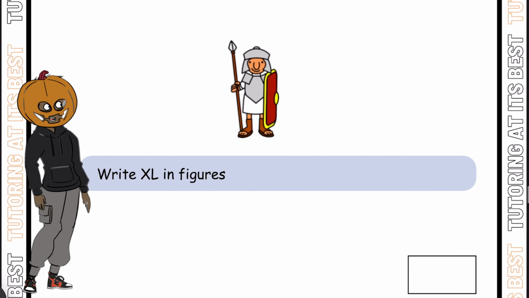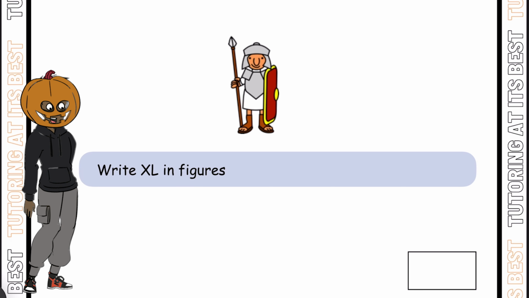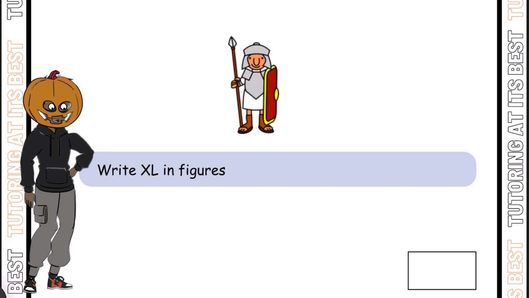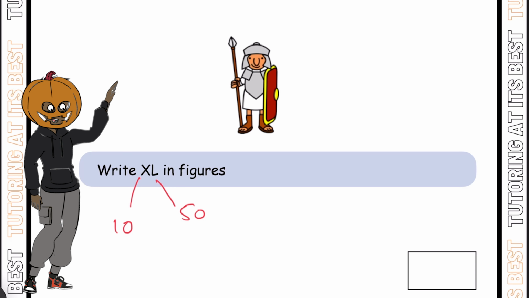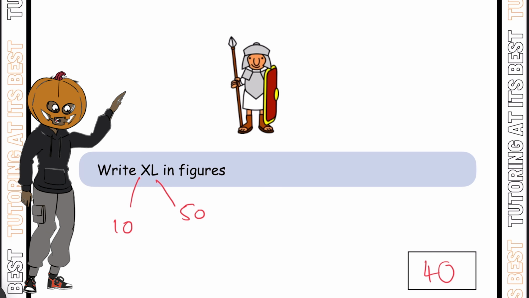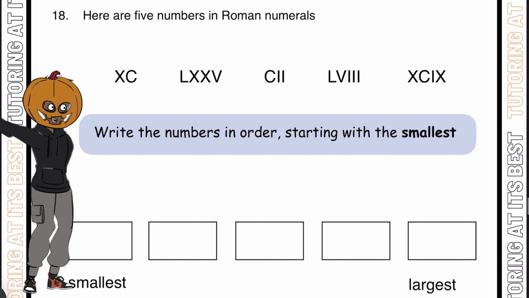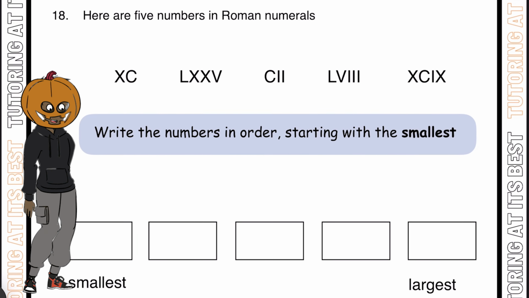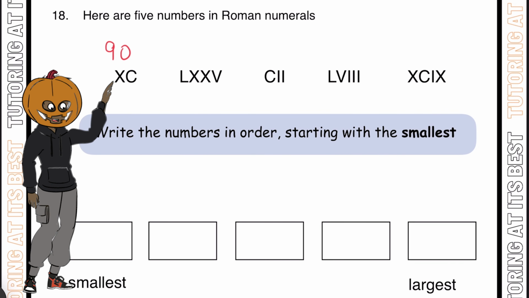Okay, question 17. Robert the Roman is XL years old, and that doesn't mean extra large. So again, we know L is 50 and X is 10, but because it's smaller and it's at the front, we subtract it, so we get 40 as our answer. Okay, 18. Let's do the same thing as what we did previously. We're going to put the numbers on top.